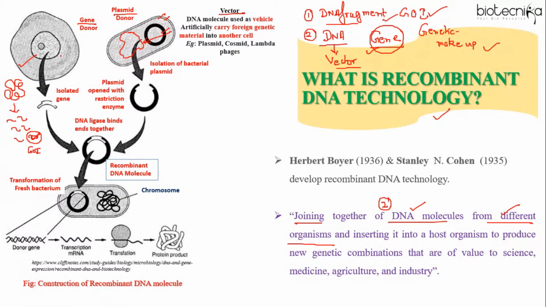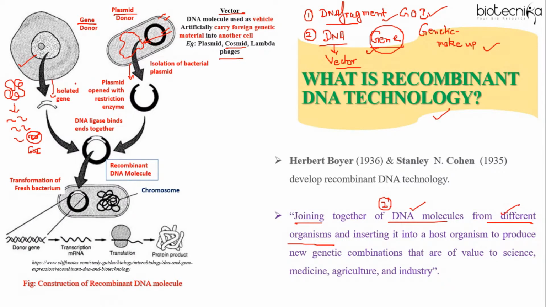So from one organism, you isolate the gene of interest. From another organism, you isolate the plasmid, which will be acting as a vector here. Now, other than plasmid, you can use cosmid also, lambda phages also. Now, what are cosmid, what are lambda phages? I'll talk about that later. We'll go step by step. Right now, we are trying to understand what is recombinant DNA technology.